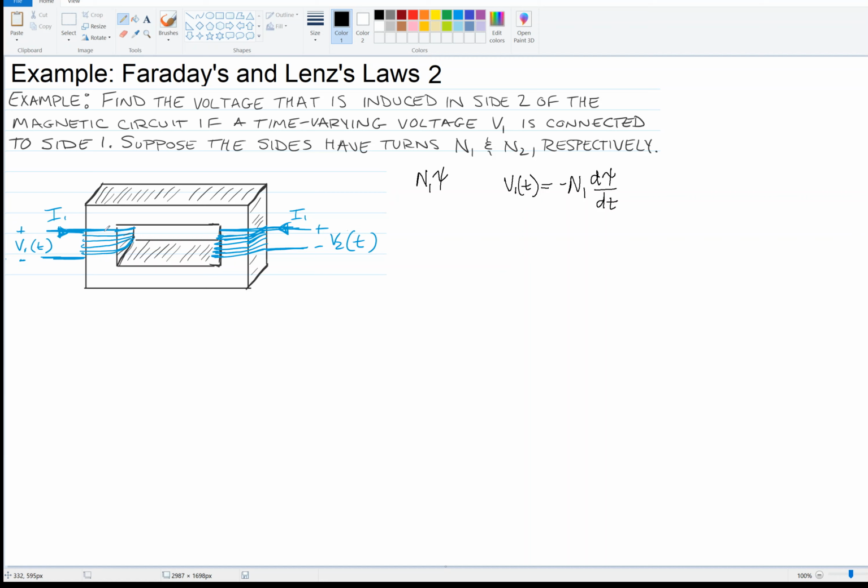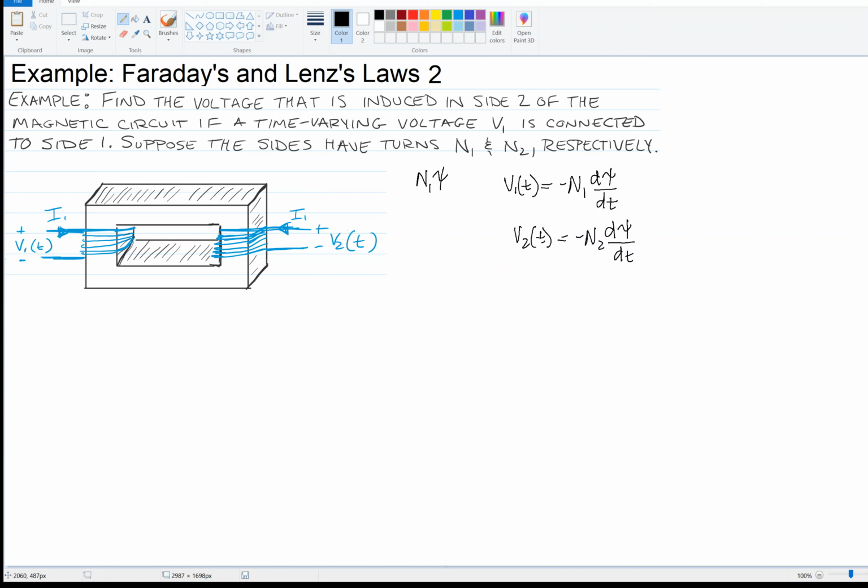Now, we talked about magnetic circuits before, all of that flux goes through side 2. So that must mean that the voltage V2 is negative N2 d psi dt. So notice the psi doesn't get a subscript because it's the same psi in either case.